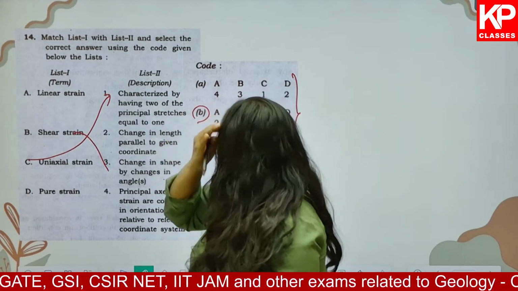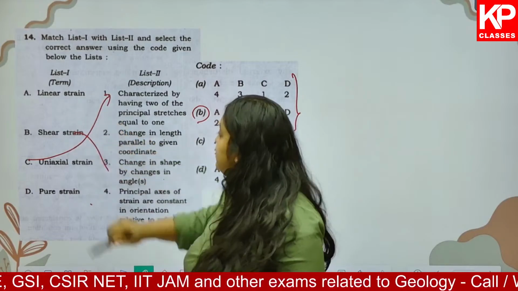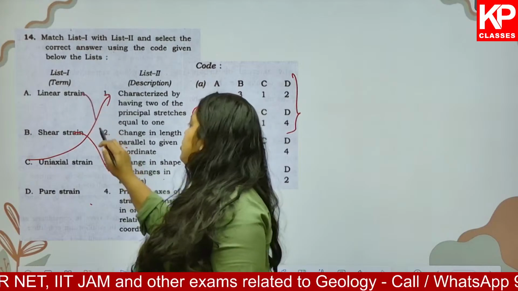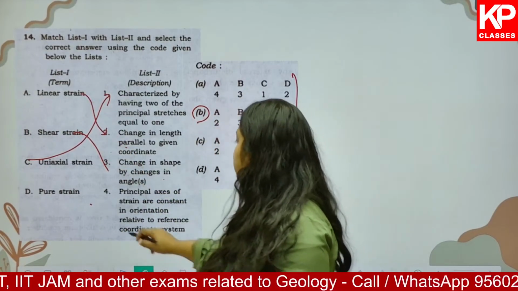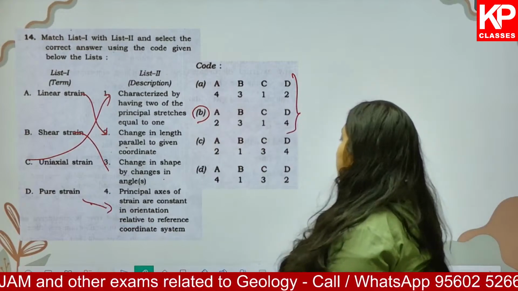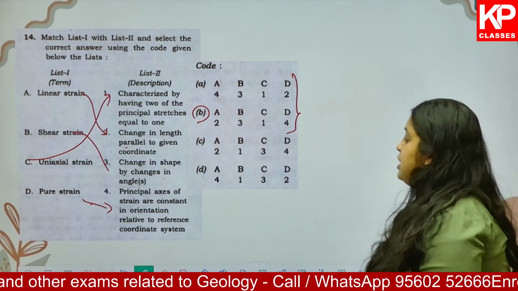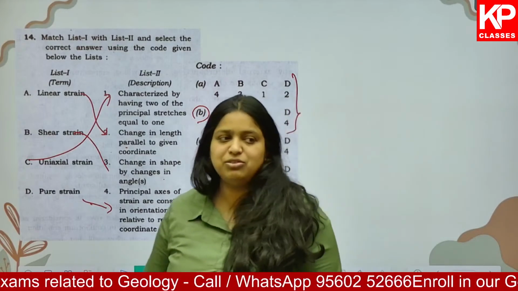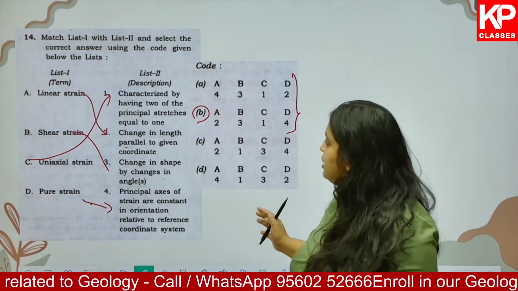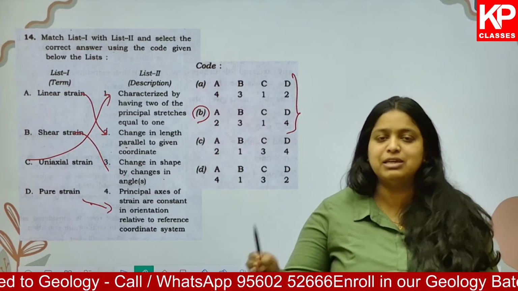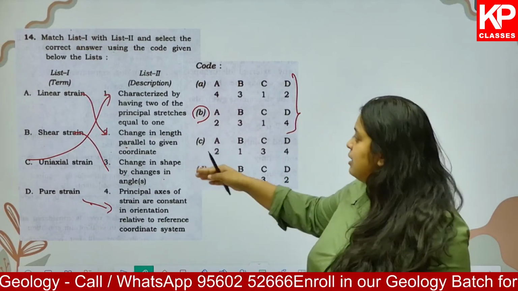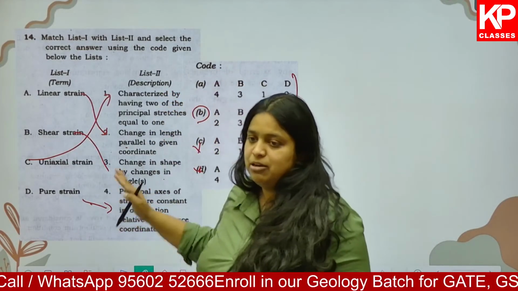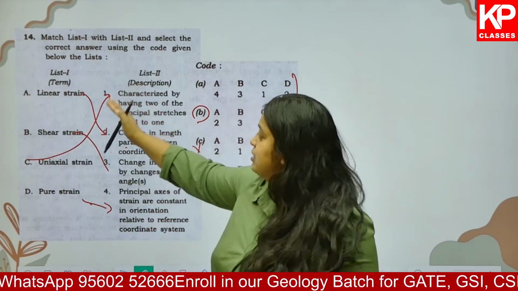Now the rest of the two options, pure strain and linear strain. Linear strain means change in length parallel to the given coordinate. Pure strain is when the principal axes of the strain are constant in orientation relative to the reference coordinate system. This is not as confusing as the previous match the following. Read the description properly, cancel out the unwanted options, and then you will understand.